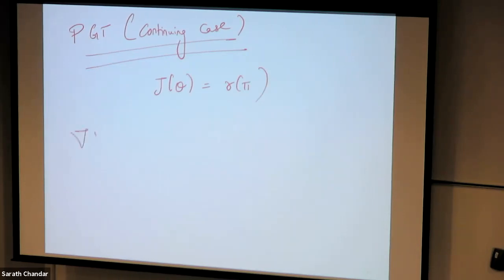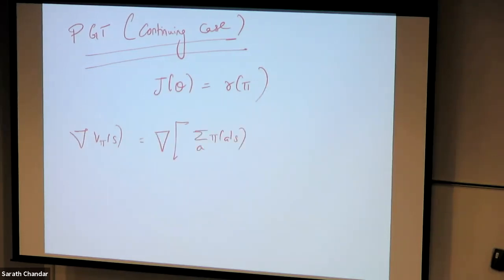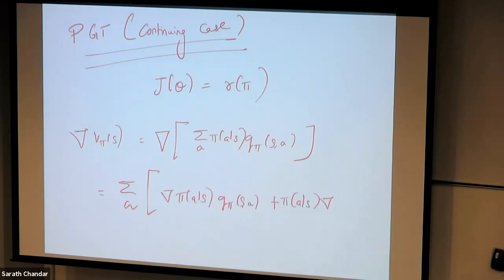So what would be the gradient of v pi of s? We're going to do the same steps again, but this time much shorter. So the gradient of the summation over a of pi of a given s, q pi of s comma a. Now I'm going to skip a step here: I'll bring the summation out and then apply the product rule. So it's the derivative of pi of a given s times q pi of s comma a, plus pi of a given s times the gradient of q pi of s comma a. Just the product rule, right?